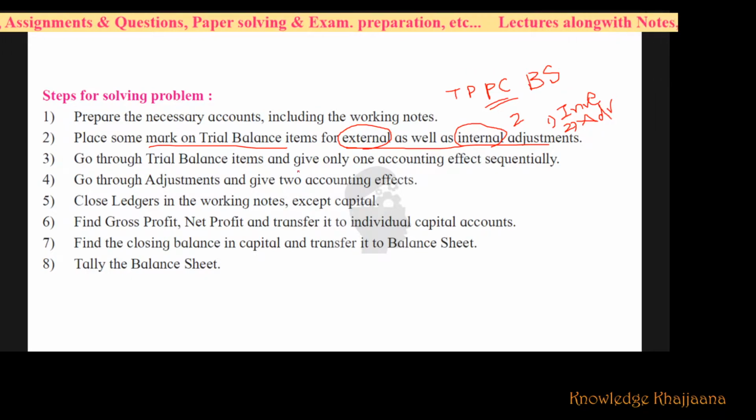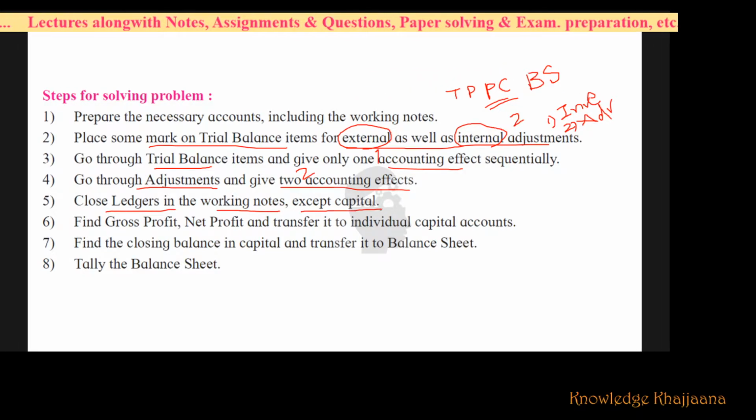Go through the trial balance items and give only one accounting effect sequentially. Then go through the adjustments given below the trial balance and give two accounting effects. Then close the ledgers in the working notes except capital. Close all the ledgers and also the working notes. Why except capital? Because you have to transfer the net profit or net loss to the capital account, right?